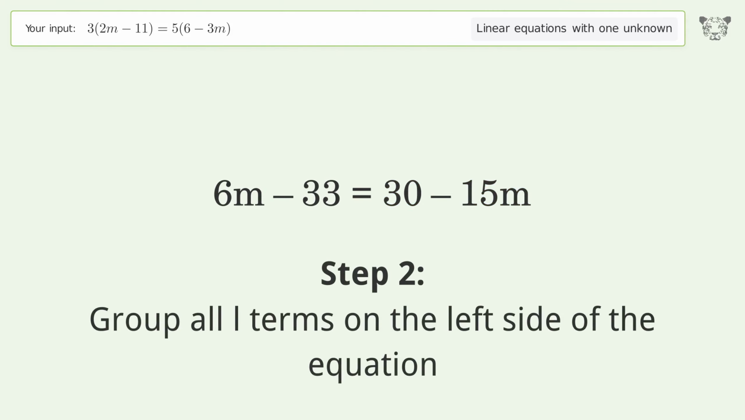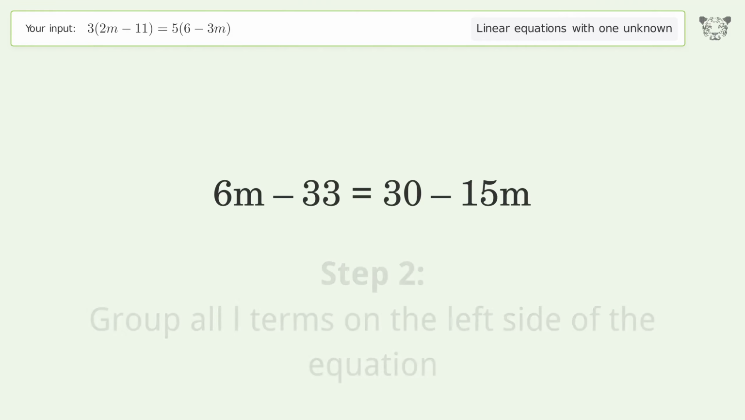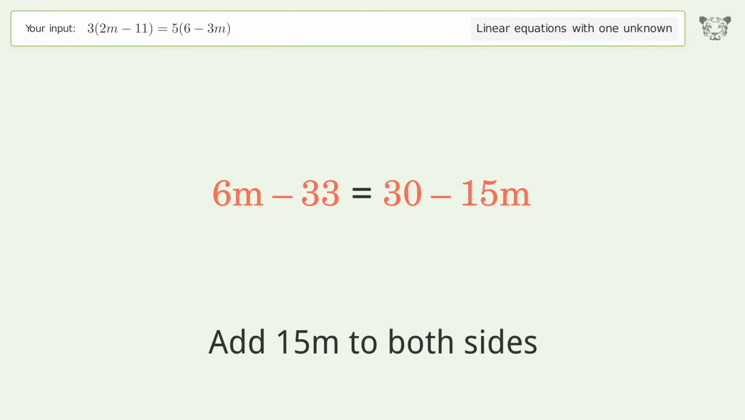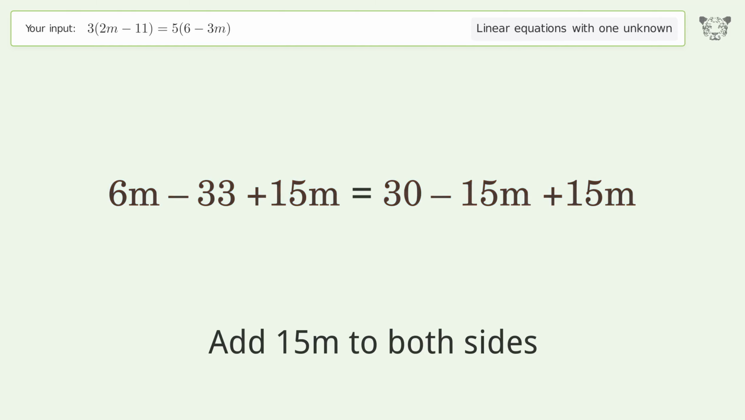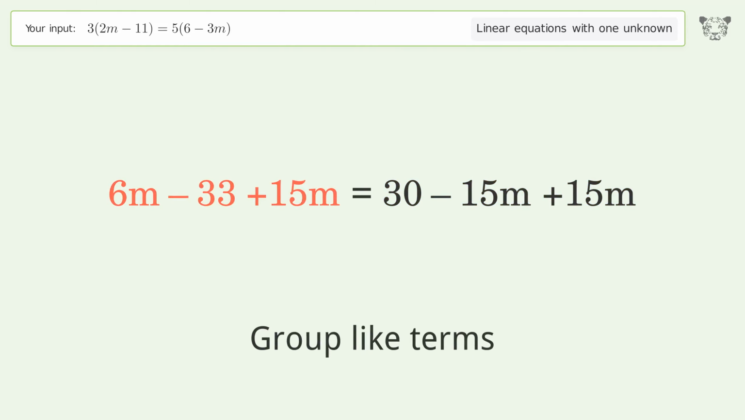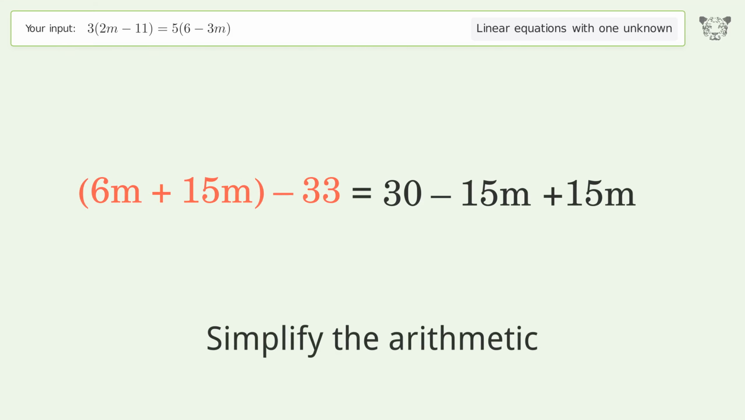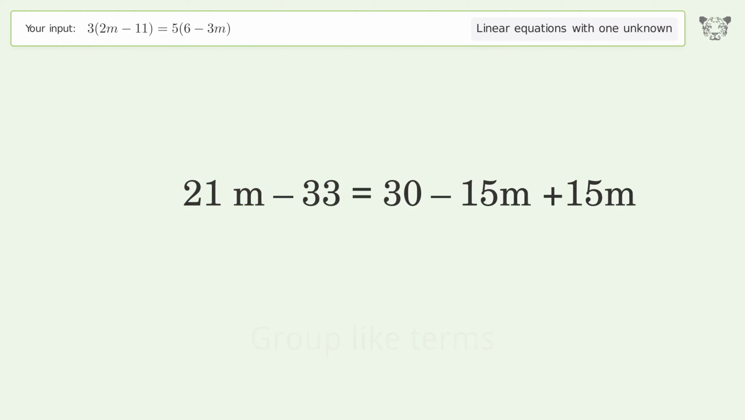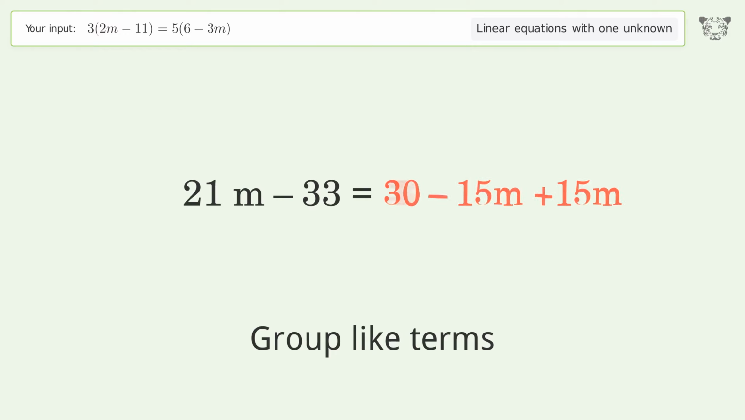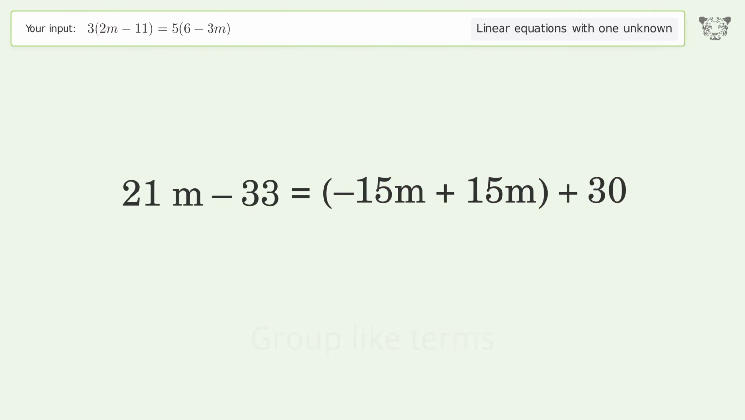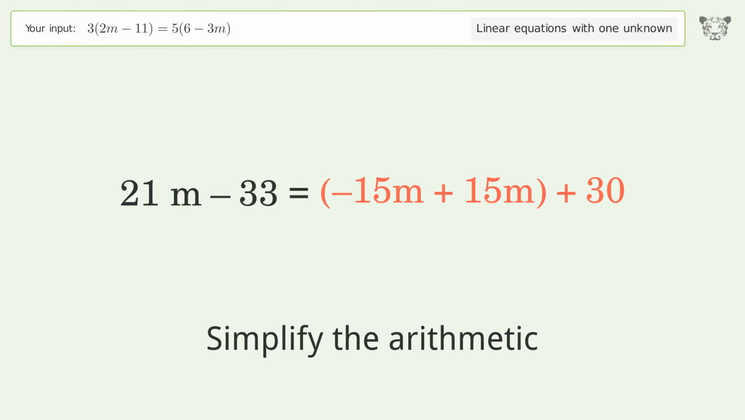Group all m terms on the left side of the equation. Add 15m to both sides. Group like terms. Simplify the arithmetic. Group like terms. Simplify the arithmetic.